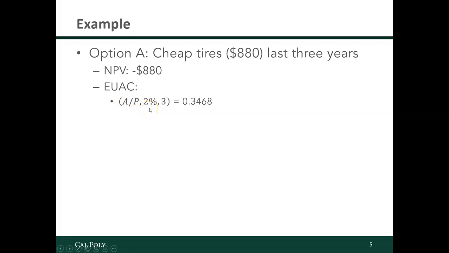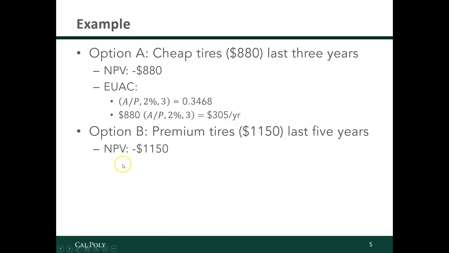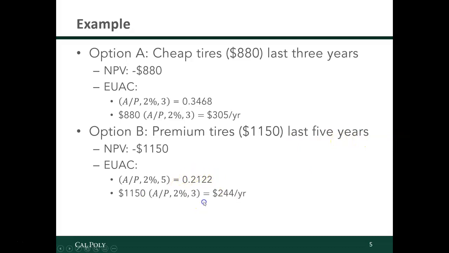For 2% interest over the course of the life of those tires, which last 3 years, here's your discount factor. We're going to multiply the $880 by that discount factor, and we'd find that it's $305 per year. On the other hand, if we have the net present value for option B, we can convert that to an equivalent uniform annual cost. Here's our discount factor corresponding with 5 years now, because that's the life of that investment option. That has a discount factor of 0.2122.